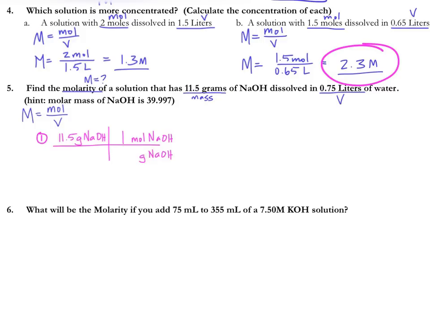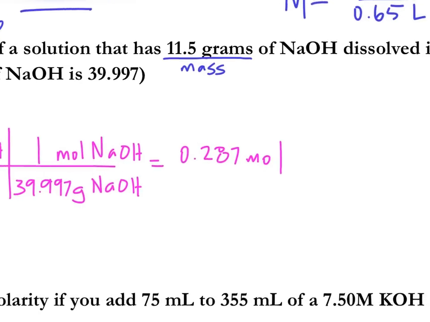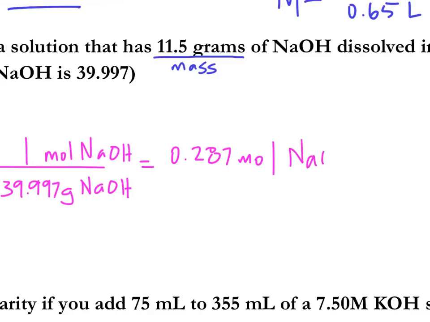So your hint said that the molar mass of sodium hydroxide is 39.997. So in other words, if you took the mass of sodium plus the mass of oxygen plus the mass of hydrogen, you would get 39.997. So after I calculate this, I get 0.287 moles of NaOH.